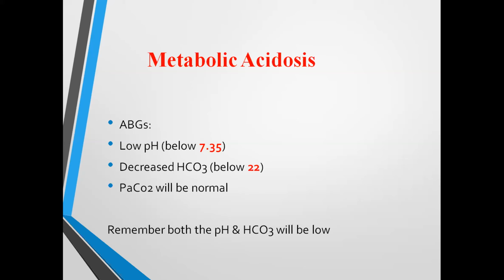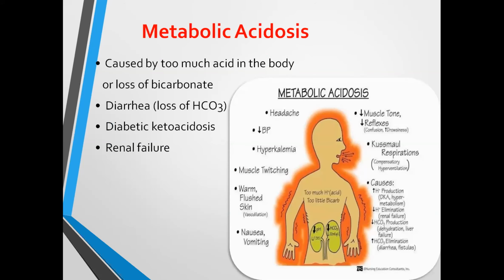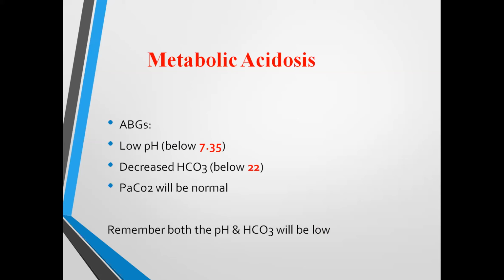And the other thing we discussed was bicarb. If bicarb is reduced from 22, this condition is basically called acidosis. The other important thing is that PCO2 may be normal or may be abnormal. Remember, both pH and bicarb will be low in metabolic acidosis.